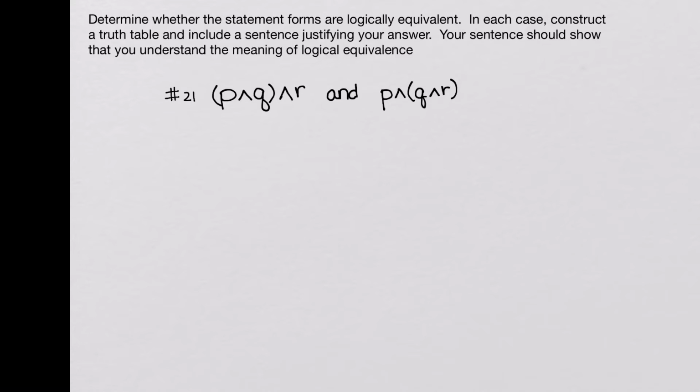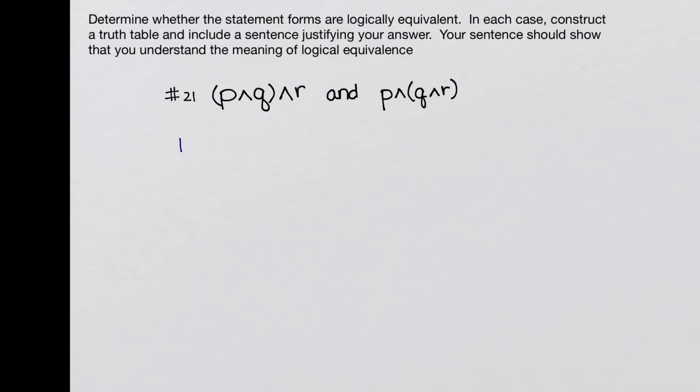Here we have number 21, and now I have P and Q and R, and I'm comparing that to P and Q and R, grouped differently. So we'll make a truth table, and I'll just make the one truth table for both of these statements. That way, kind of save a little effort there, and it's actually a lot easier to compare and see what's going on.